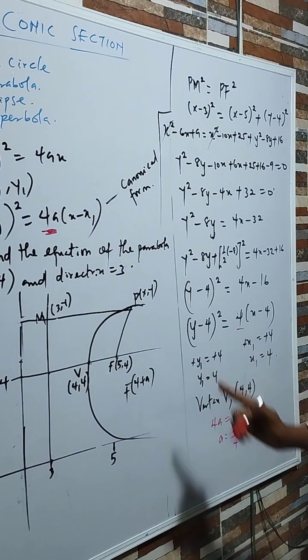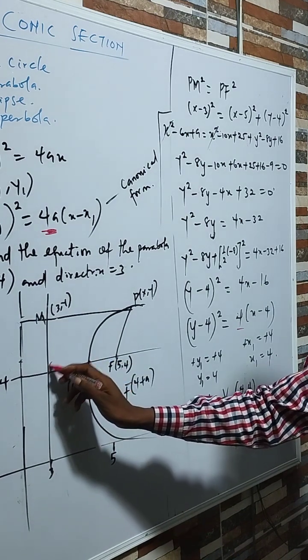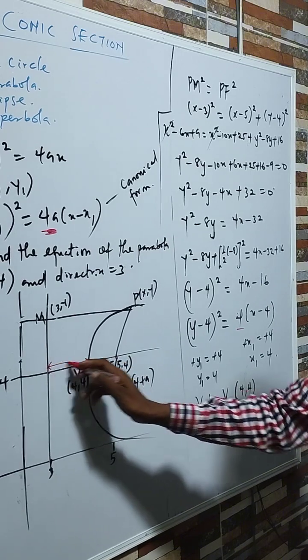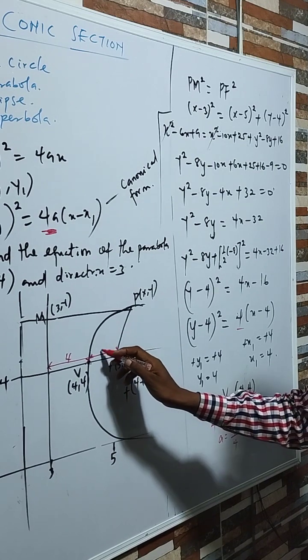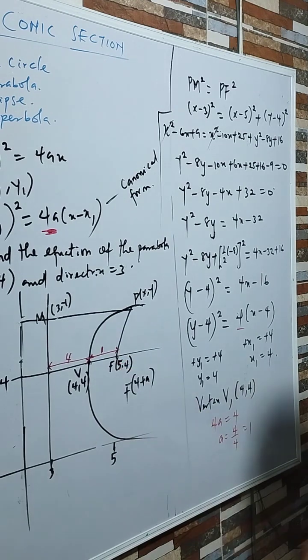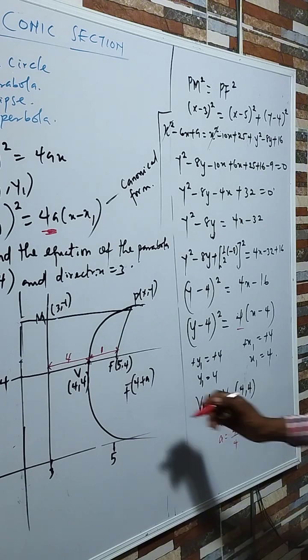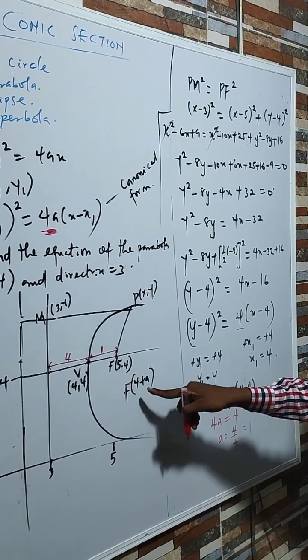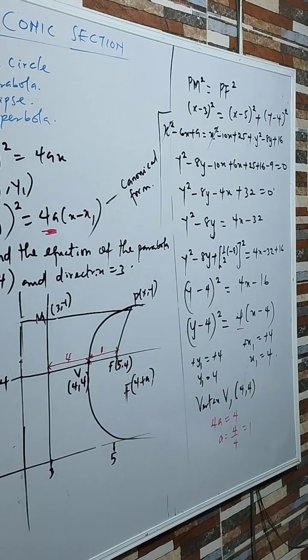So that means the a here is also the distance from here to here. Considering this distance, the distance from here to here is actually 4, and the distance from here to this particular place is 1. So 4 plus 1 is what gives us this place to be 5. That's why I said that my F is 4 plus a, and that a is 1, and 4 plus 1 is equal to 5. I'll also be showing you how we obtain the directrix to be 3.